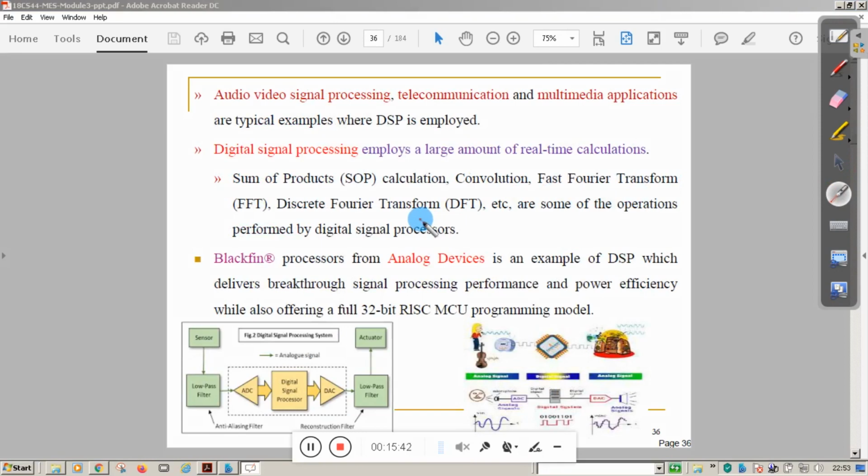So you need to understand one thing here. Digital signal processors are used in audio, video signal processing, telecommunication and multimedia applications. Digital signal processing employs a large amount of real-time calculations, like sum of products (SOP), we know that one, then fast Fourier transform, discrete Fourier transform, etc. All these types of calculations are performed by the digital signal processor, which are necessary when it processes multimedia related data, audio and video data.